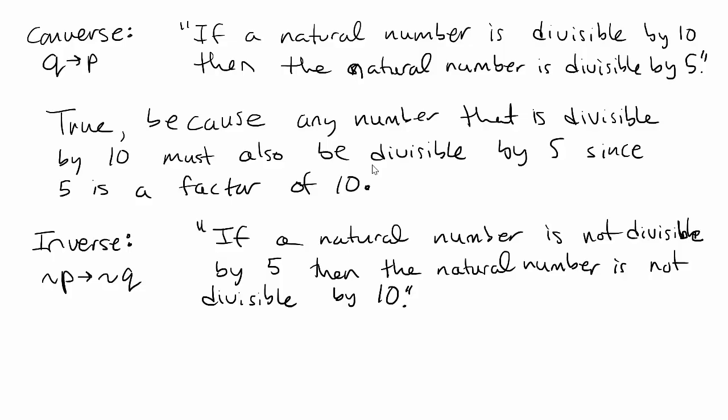All right, then we have our inverse. If a natural number is not divisible by 5, then the natural number is not divisible by 10. Is this one true, or is it false? If it's false, we have to be able to come up with an example to disprove it, a counterexample. Well, let's think about it. If it's not divisible by 5, then the number is not divisible by 10. Can we come up with a counterexample?